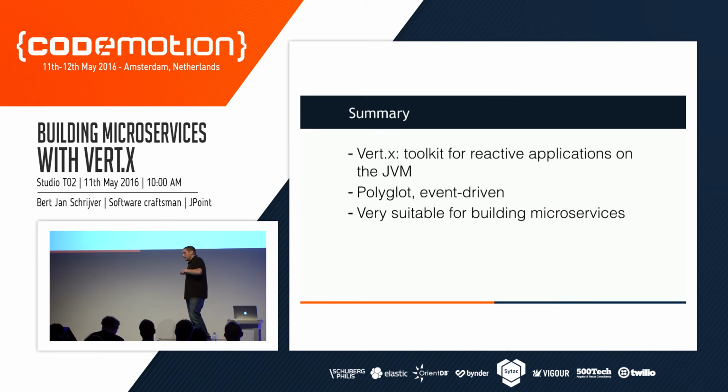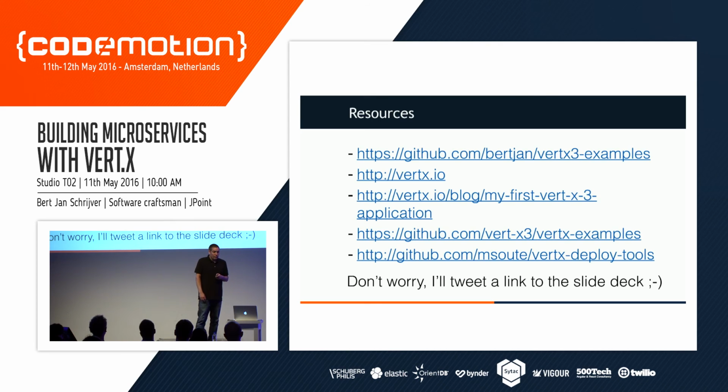Vert.x is a toolkit for building reactive applications on the JVM. It's polyglot, it's event-driven, and I think it's very suitable for building microservices. So, further reading: all these examples I showed you are on my GitHub page. You can go to the Vert.x site, pretty good documentation. There's a blog in there, there are examples, and there's a link to the deploy tools there too. I'll tweet my slide deck just after this session, so you can click on the links there.